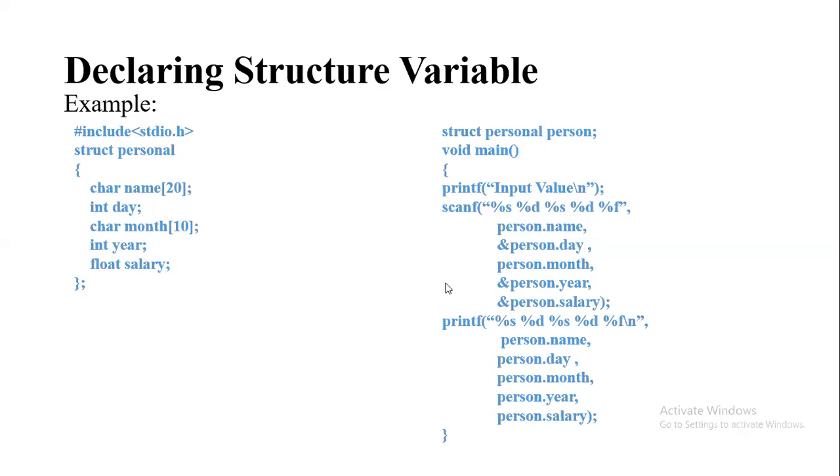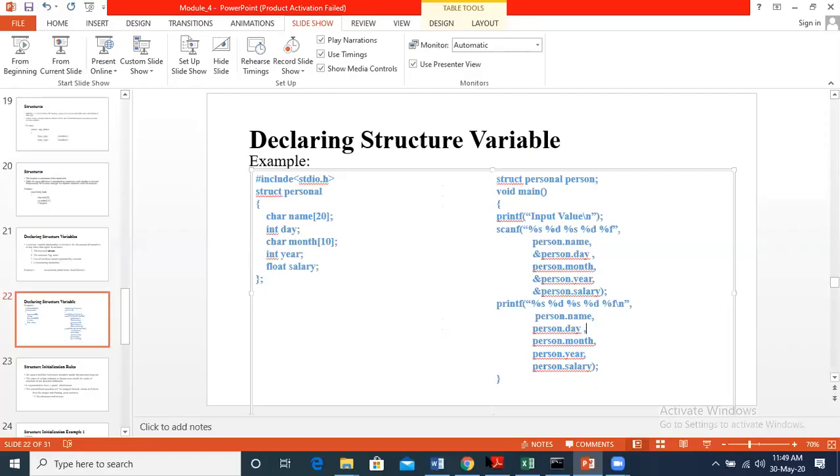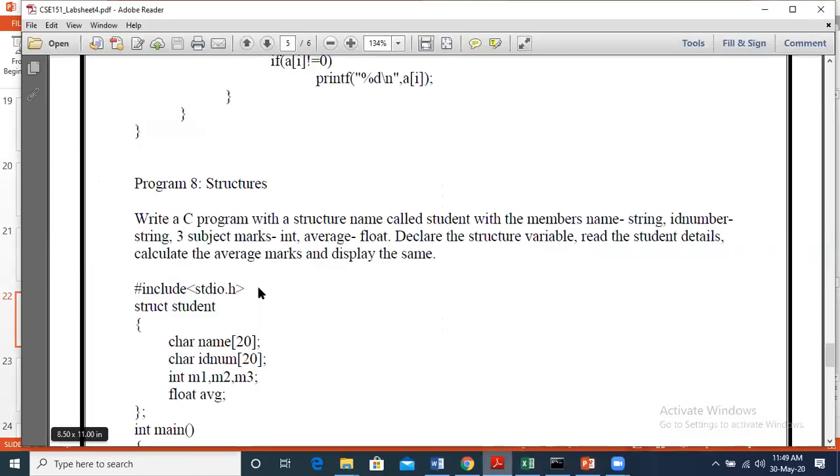For your lab sheet, it has two problems, one structure based and one union based. Structure is program 8. It says write a C program with a structure called student with the members: name as a string, ID number also a string, and marks in 3 subjects, all integers, M1, M2, M3, the first, second and third subject marks. And then we have one more, average, which is a floating point variable. We want to find the average of the marks.